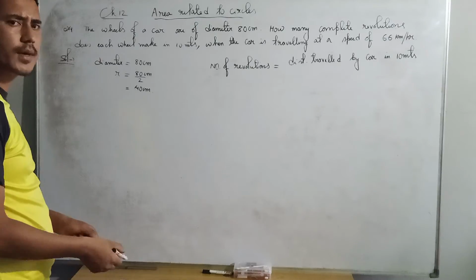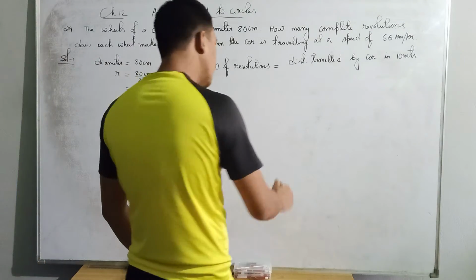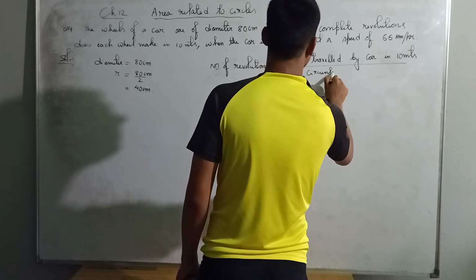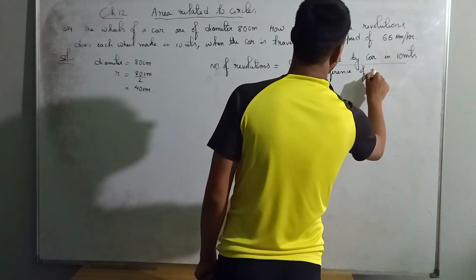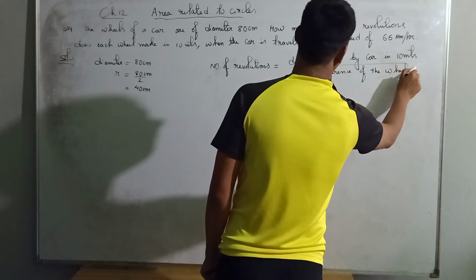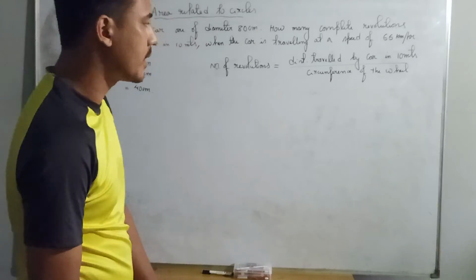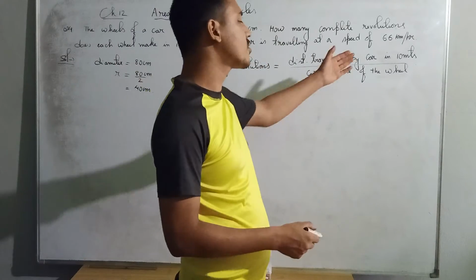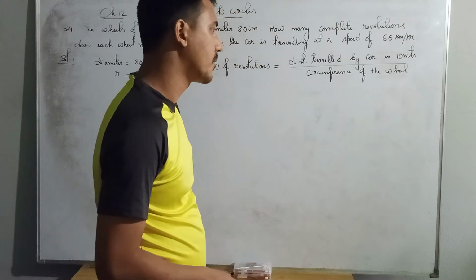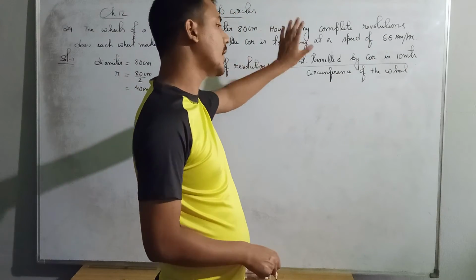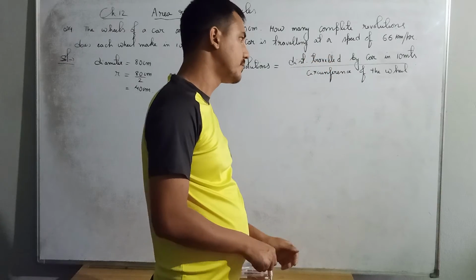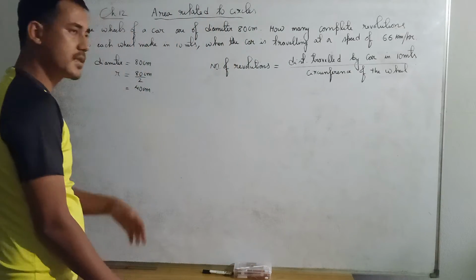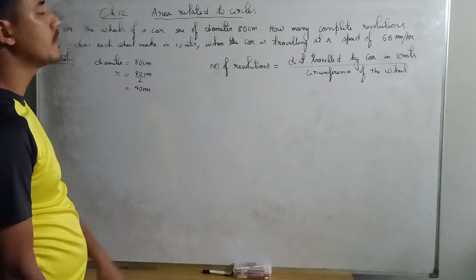What is the distance covered by the car in 10 minutes? Upon the circumference of the wheel. So using this particular formula, how far did the car travel in 10 minutes? Distance traveled by the car in 10 minutes divided by the circumference of the wheel, circumference of the circle, that gives you the number of revolutions.